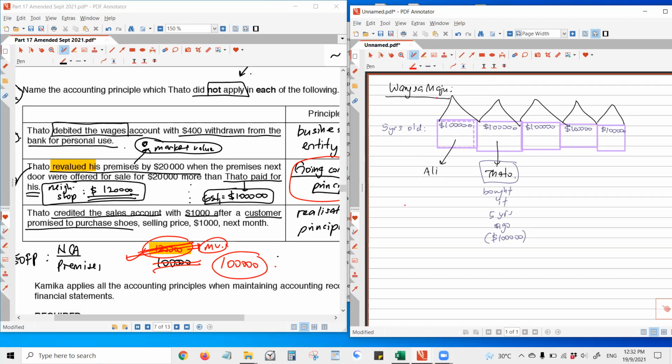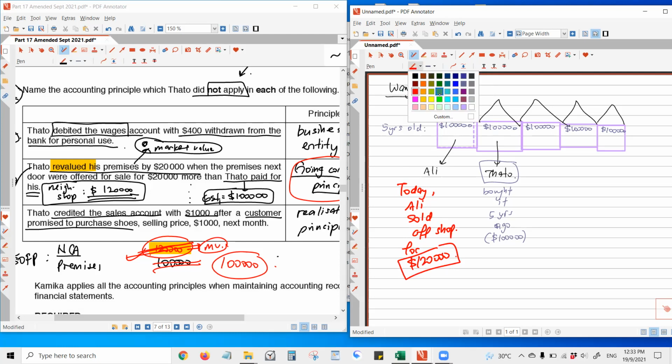Today, Ali sold off the shop for 120,000. So what is this amount known as? This amount is known as market value.